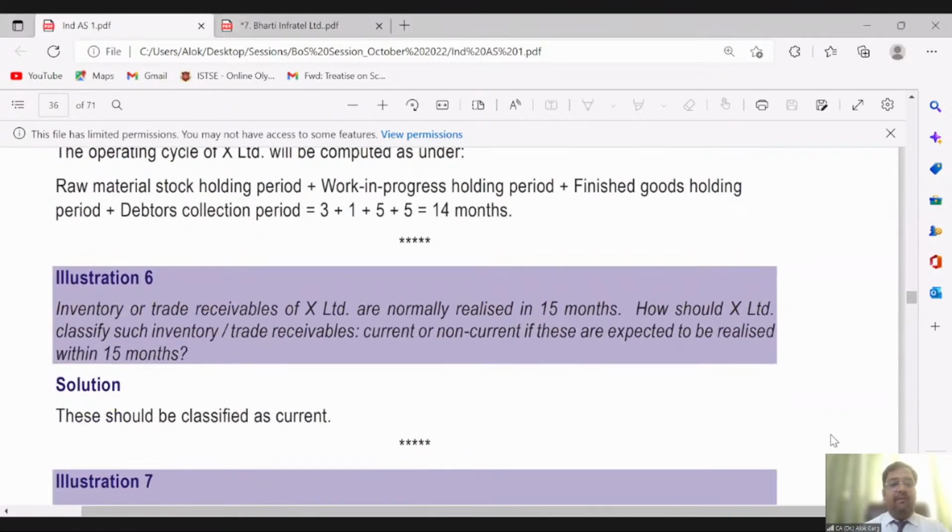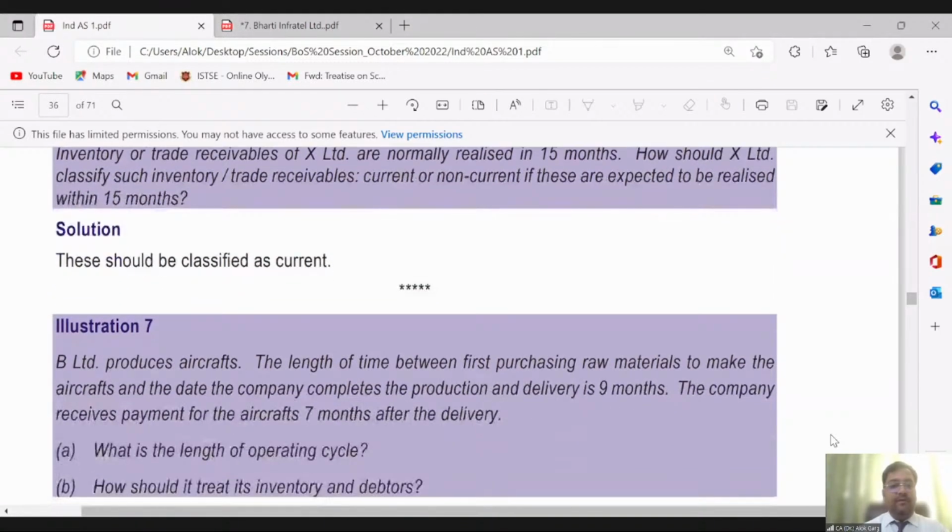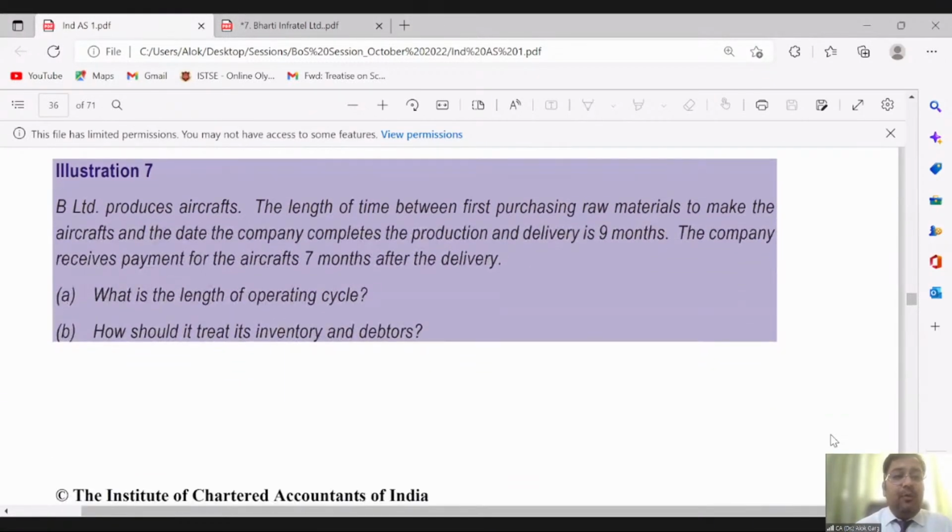Inventory or trade receivable of X Limited we have discussed, right? B Limited produces aircrafts. The length of time between first purchasing raw material to make the aircraft and the date the company completes the production and delivery is 9 months. The company received payment for the aircraft 7 months after the delivery. So till the time of delivery, it took 9 months and the collection period is 7 months. So 9 plus 7, 16.